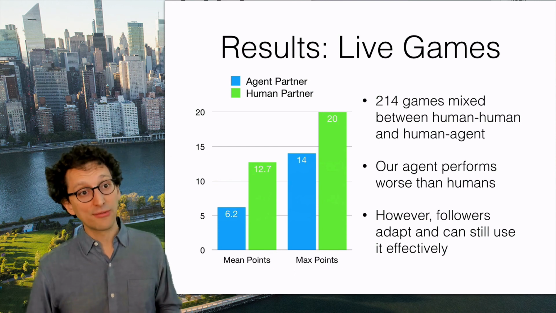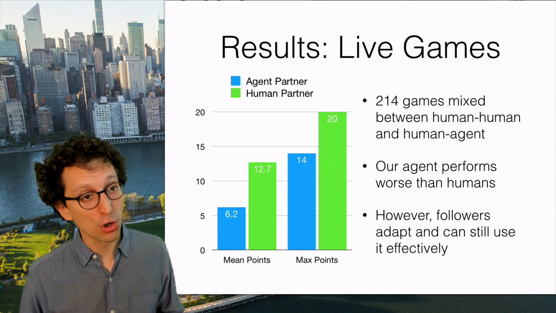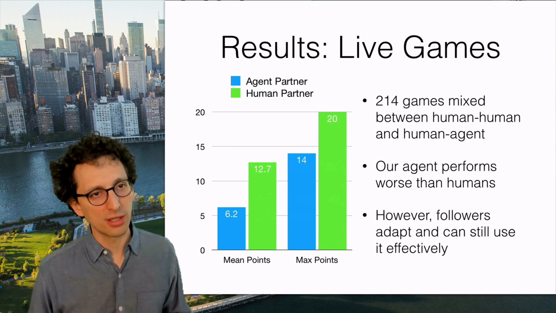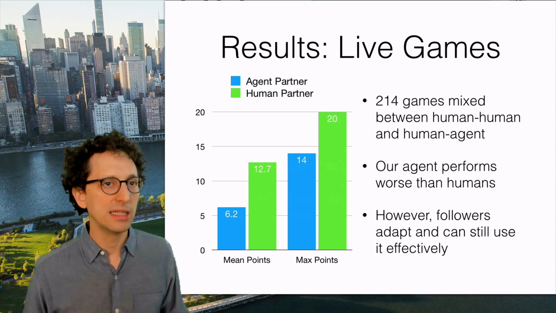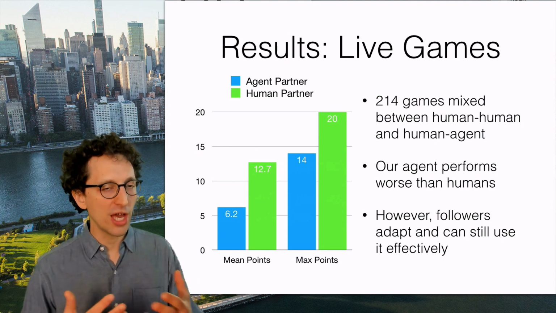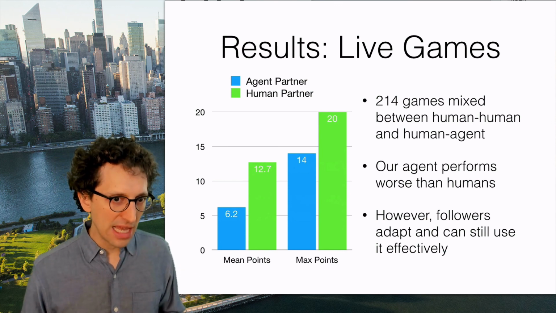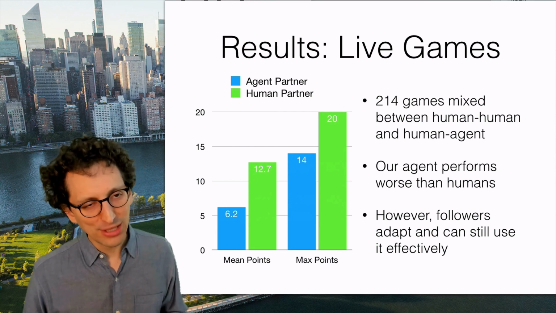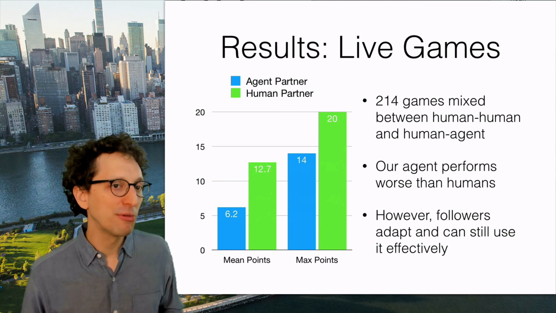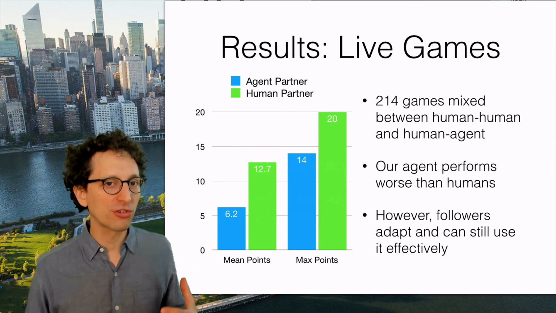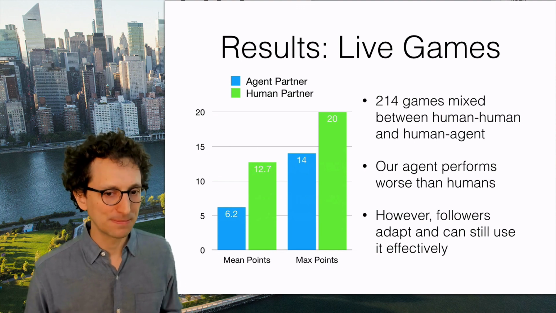We do observe that this adaptation shows up in language. In general, although we didn't tell leaders which agent they are playing against, if it's a human or if it's our agent, they do understand that pretty fast. And what they do is they simplify their language. So they actually use shorter sentences and a smaller vocabulary.